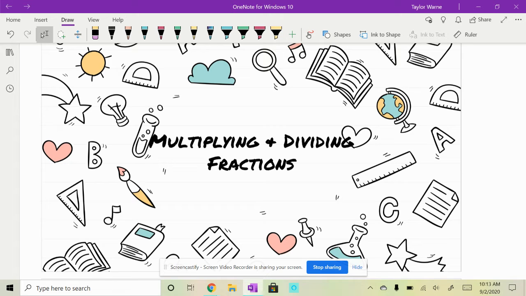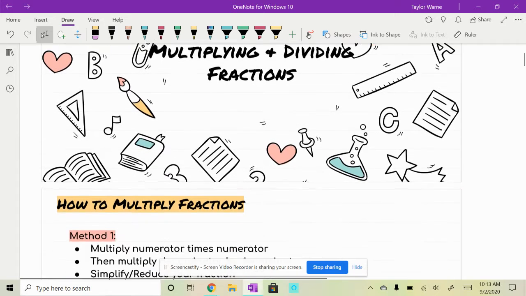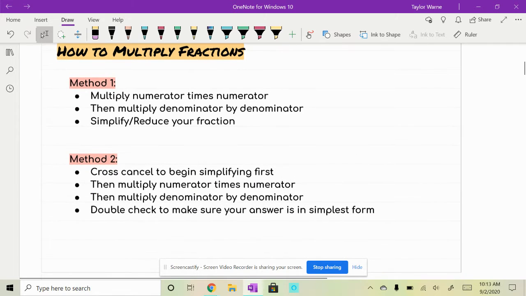Hi everyone. So today we are going to focus on multiplying and dividing fractions. So first we're going to go over multiplying fractions, which is really a very simple concept. There are two very similar ways to go about doing this, but I'm going to introduce both to you so that you could choose what you think is best for you.